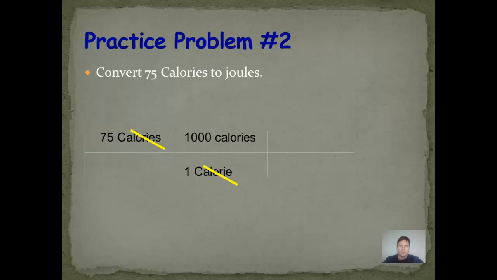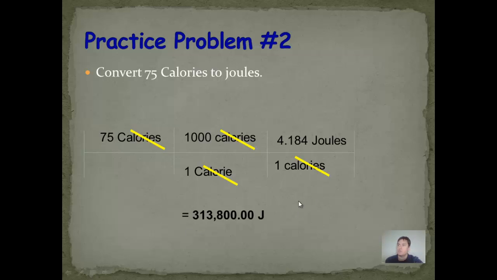Now we've got to go from little c calories to joules. Well, we know that 1 calorie is equal to 4.184 joules. Our calories cancel out. Now all we have to do is take 75 times 1,000 times 4.184, and we end up with 313,800 joules. Pretty simple. Now the other thing we could do, we see a lot of times, since this is a pretty big number, we can convert this to what we call kilojoules.